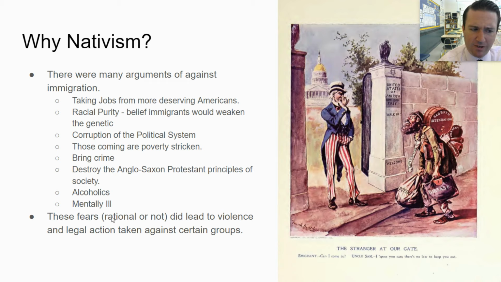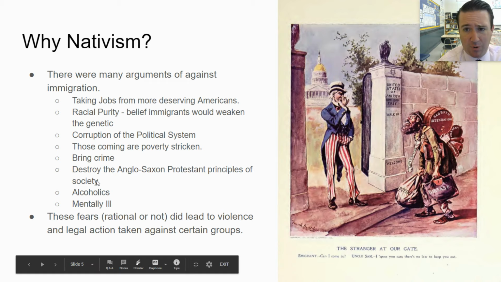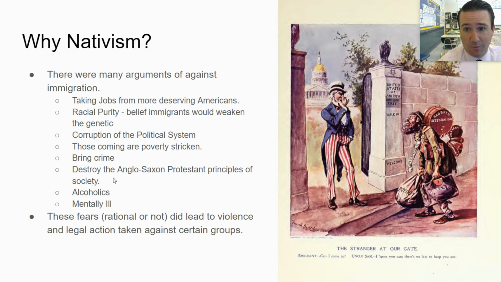And then even some people would say that the people being sent to our country were mentally ill because the country they're coming from didn't want them, which is probably one of the more irrational fears of what's going on here.